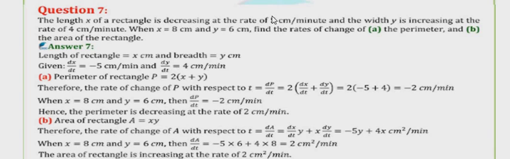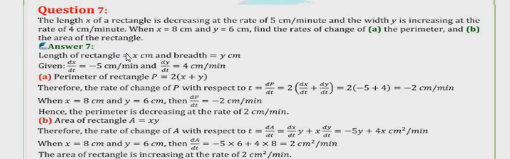So what is this 5? 5 is not the side. 5 means rate of change of its side, which is decreasing. Means every minute the rectangle's length is decreasing by 5 cm. Similarly, at the same time the width of the rectangle is increasing at the rate of 4 cm per minute.